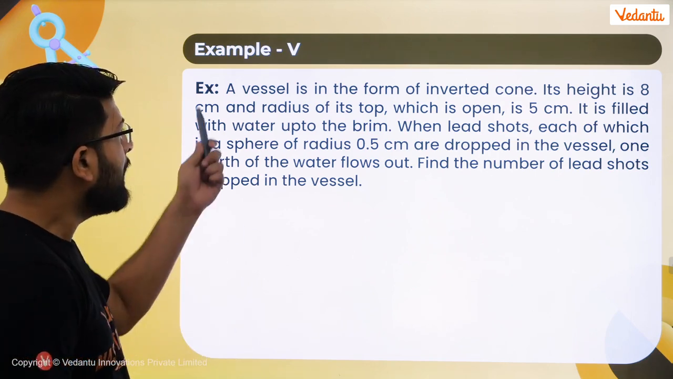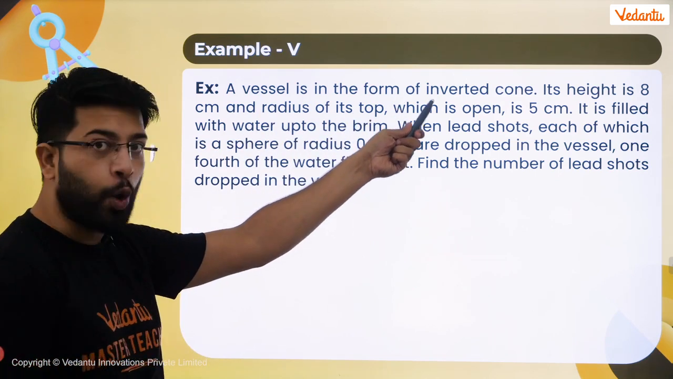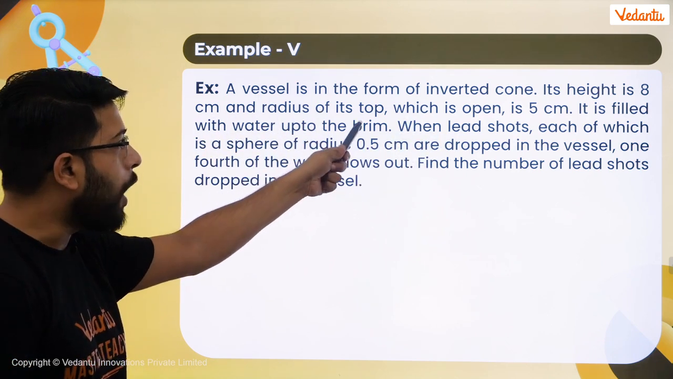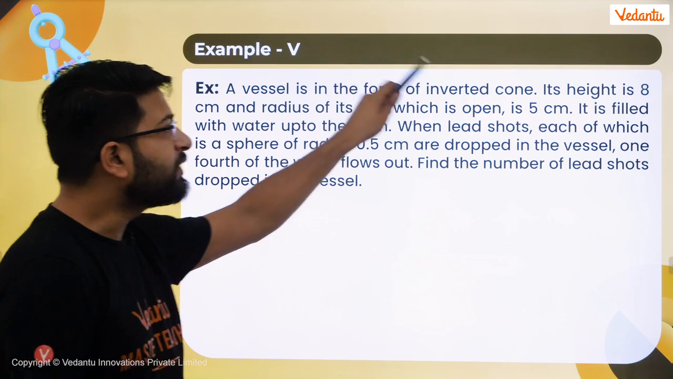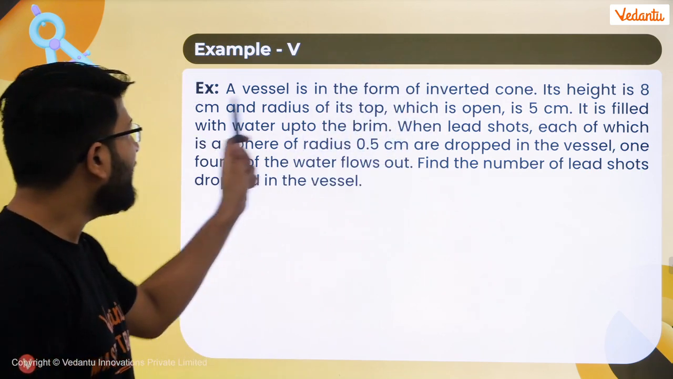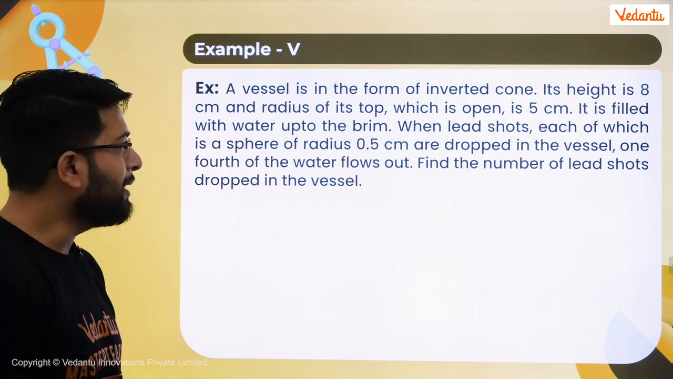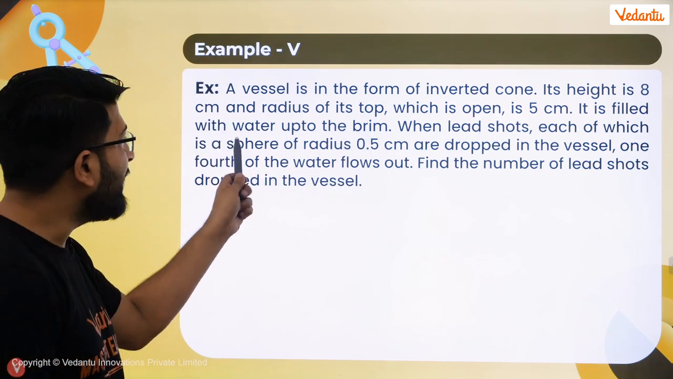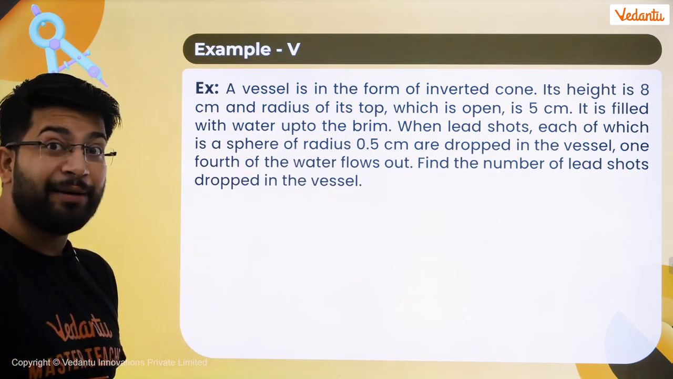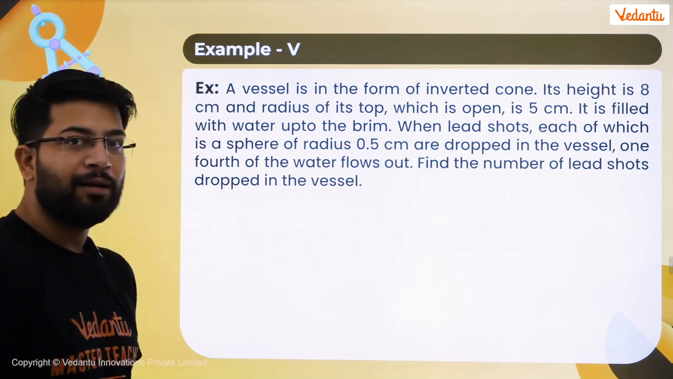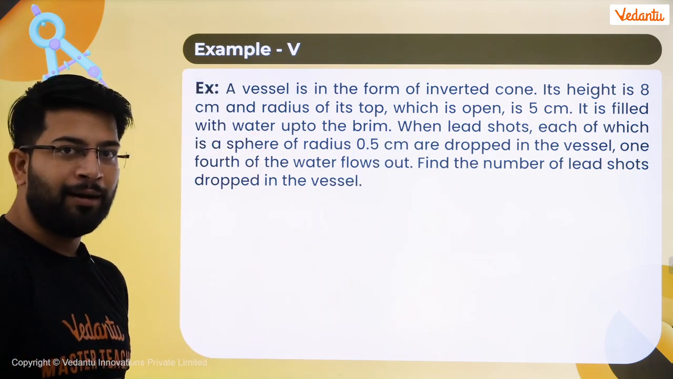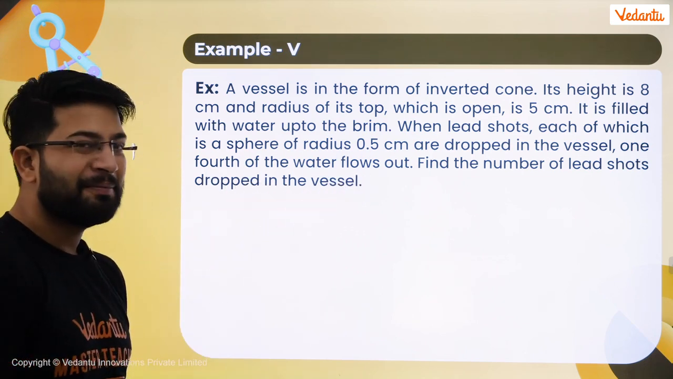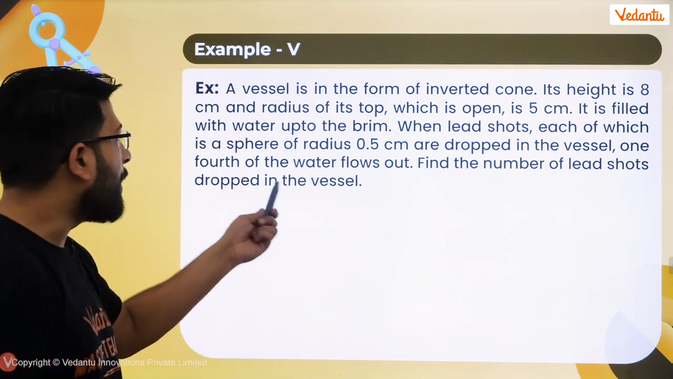Look at this one. A vessel in the form of an inverted cone. Its height is 8 centimeter and the radius of its top, which is open, is 5 centimeter. It is filled with water up to the brim. When lead shots, each of which is a sphere of radius 0.5 centimeter, are dropped in the vessel, that means in the vessel we are dropping spheres of a particular radius, 1/4 of the water flows out. Find the number of lead shots dropped in the vessel.